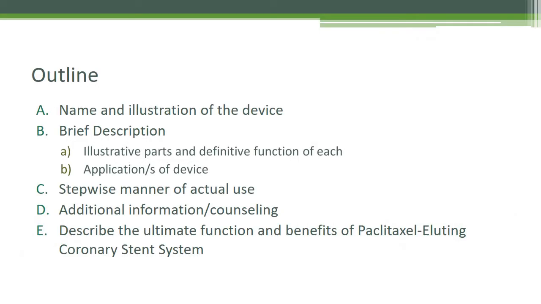For the outline of our discussion, we will be talking about the name and illustration of each device, its brief description which includes illustrative parts and definitive function of each, and also the application of the device, the stepwise manner of actual use, condition information, and patient counseling, and also we will be describing the ultimate function and benefits of paclitaxel eluting coronary stent system.